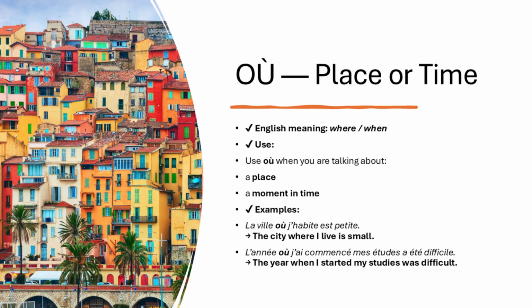Le troisième mot, c'est où. Nous l'utilisons pour le lieu ou le temps. English meaning is like we use it for where or when. For example, we are talking about a place or a moment in time. Par exemple, la ville où j'habite est petite. The city where I live is small. So we are talking about a place. That's why we are using the word où.